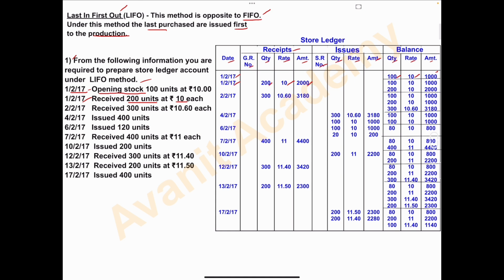First write previous balance, that is 100 units at rupees 10 and total amount is 1000. Now write the latest purchase, that is 200 units at rupees 10 and the amount is 2000.